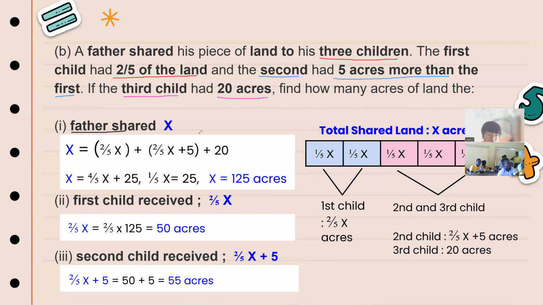So, the number of acres the father had, we can set as the variable x. And since the first child had 2/5 of the land, the first child has 2 over 5 times x. That's the first child.